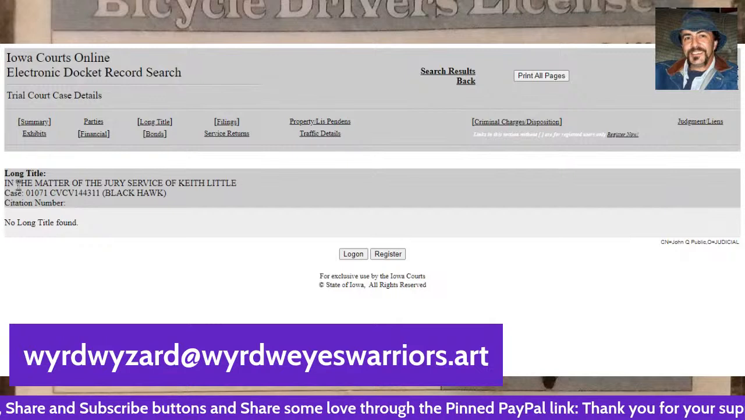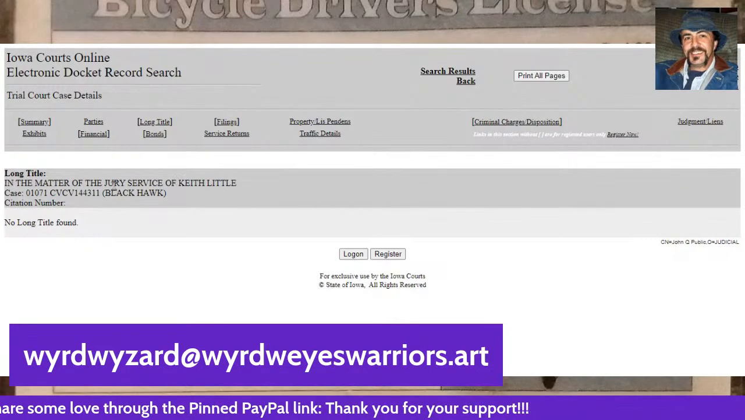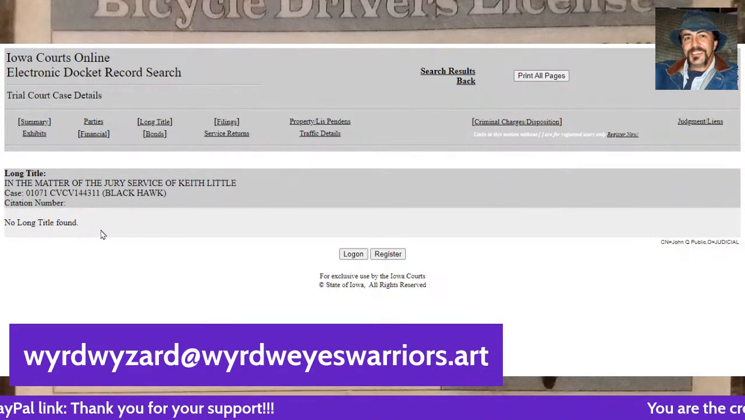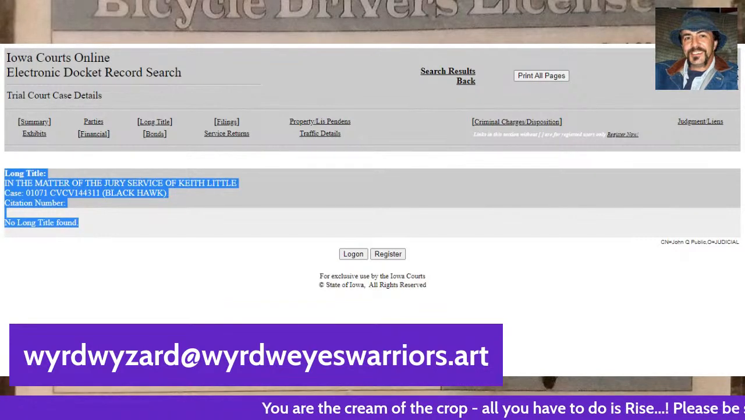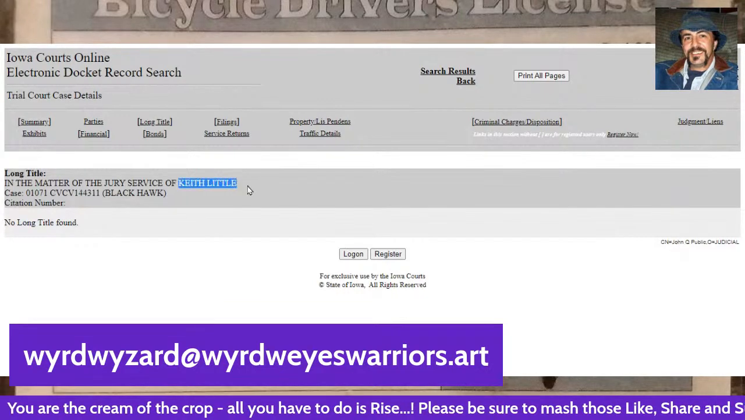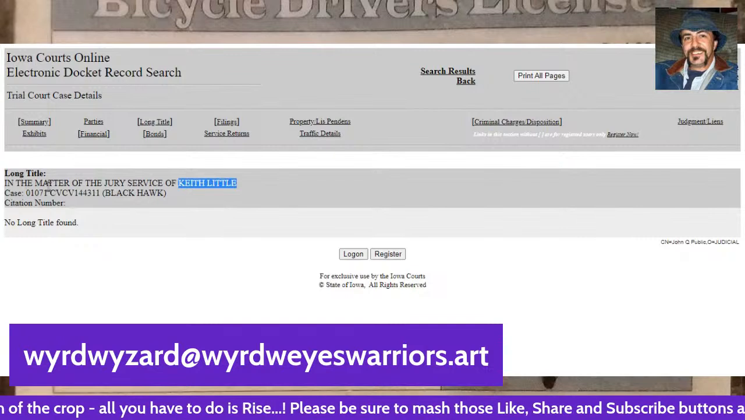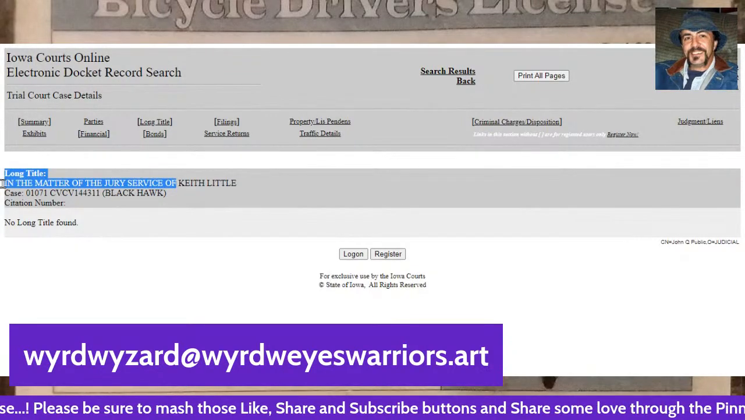Look at long title. In the matter of the jury service of Keith Little. It says long title. In the matter of the jury service of Keith Little. No long title found. That looks like a longer title than Keith Little. I mean, Keith Little is the title. In the matter of the jury service of, which is an addendum to that title, is a long title.